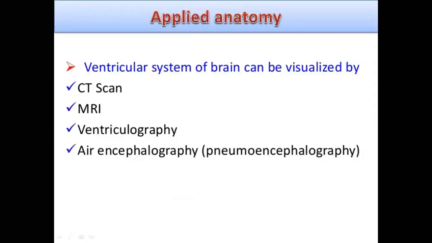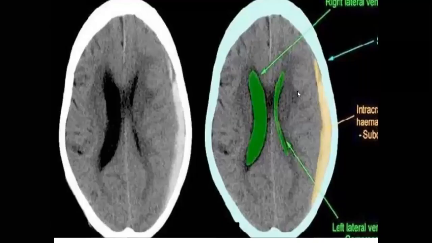Now finally we come to the applied anatomy of this ventricle. The ventricular system of the brain can be seen by CT scan, by MRI, by ventriculography, a technique, air encephalography or pneumoencephalography. We can see by CT scan, by PET scan, by ventriculography. See, this is the normal and this is the abnormal, bigger.